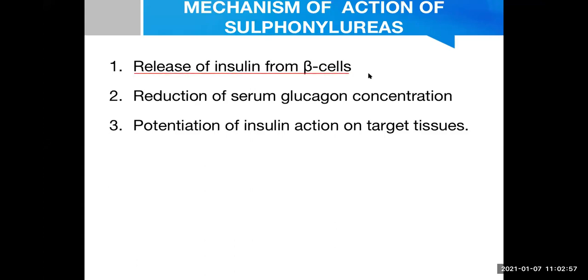That's why in type 1 diabetes, there is no use of sulfonylurea, because there is no insulin in the beta cell. Whereas in type 2 diabetes, there is still insulin present, and that insulin has to be secreted a little bit more. So we stimulate those beta cells with the help of sulfonylurea drugs. The second mechanism of action is a reduction of serum glucagon concentration. So this again helps in lowering blood glucose. And there is potentiation of insulin action on the target tissue. So this is about insulin sensitivity. But the most important action is the first one.